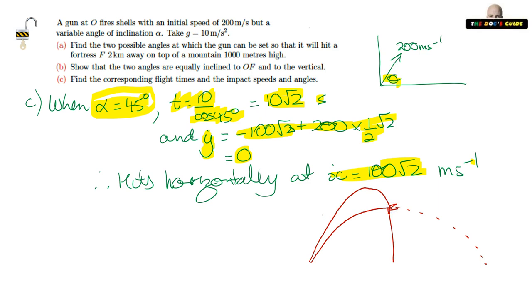So for the second part of this question, we're going to have to get our horizontal velocity, which was our 100 root 2. We're going to have to calculate the vertical component of velocity at the time that we hit, which will be different because it's a longer path there. And we're going to have to add those two vectors to get the resultant vector, as we did in the first example.